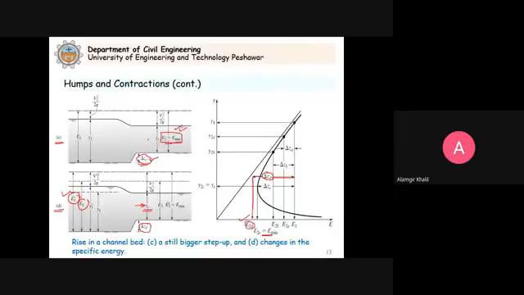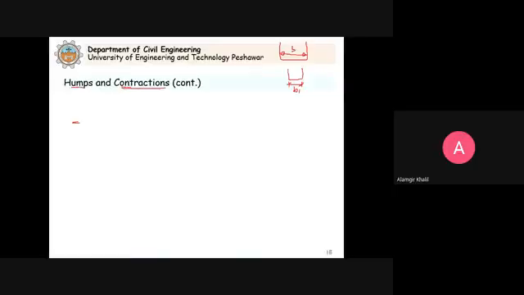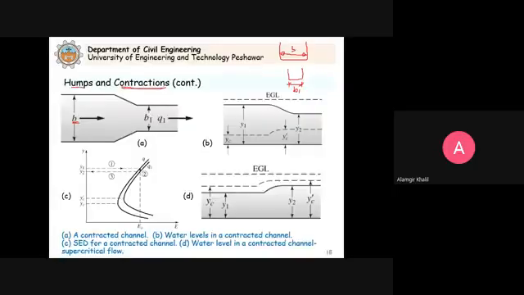Now in the humps, we actually raise the bed of the channel, as you saw in the different cases. But when we consider the contraction, we reduce the width of the channel. When you reduce the width of the channel, what will happen? E will not change. E will remain the same. Q will change. For this rectangular channel, small q is equal to Q by B.